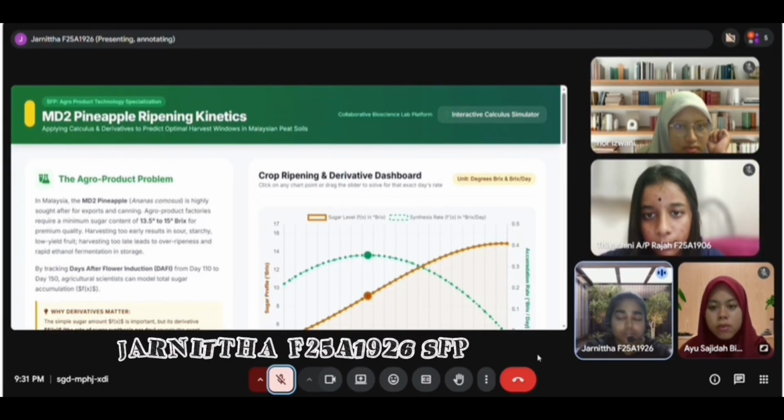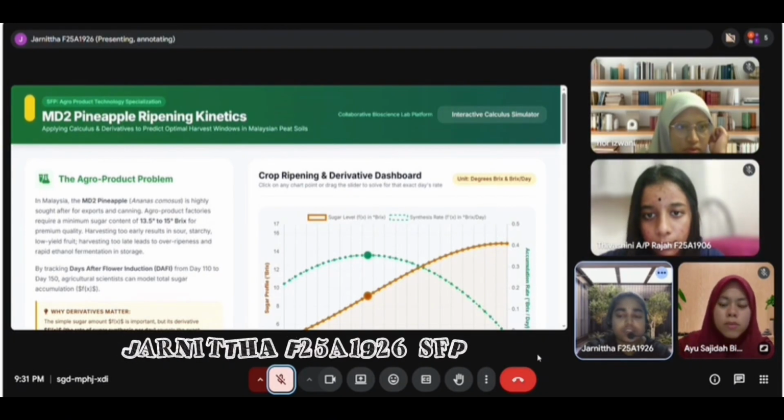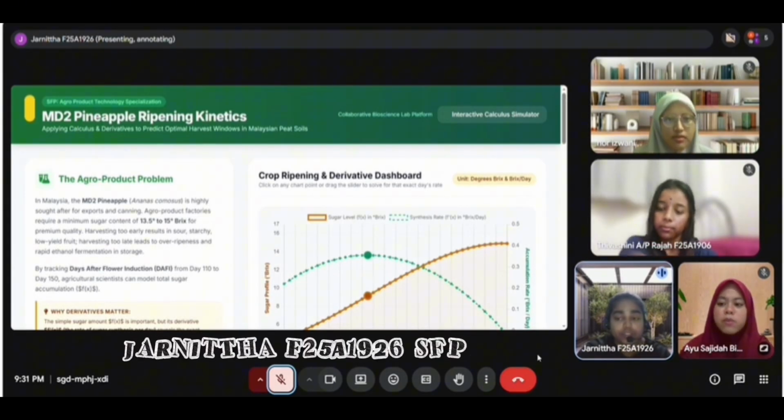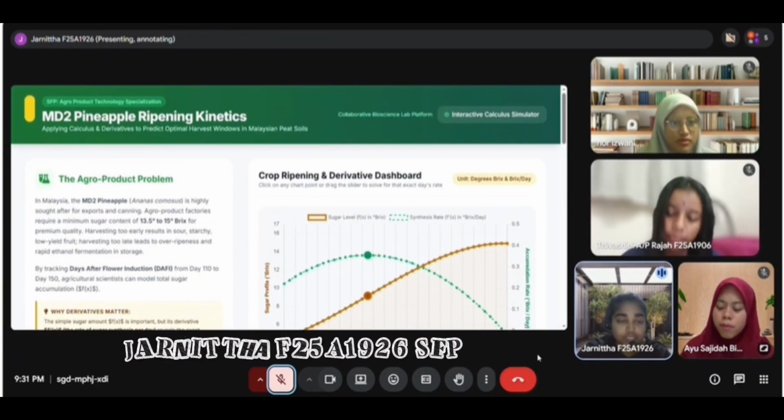Today I would like to present my interactive bioscience dashboard, which is MD2 Pineapple Ripening Kinetics: applying calculus and derivatives to predict the optimal harvest window in Malaysian peat soils. This project is developed under the SFP Agro Product Technology specialization.